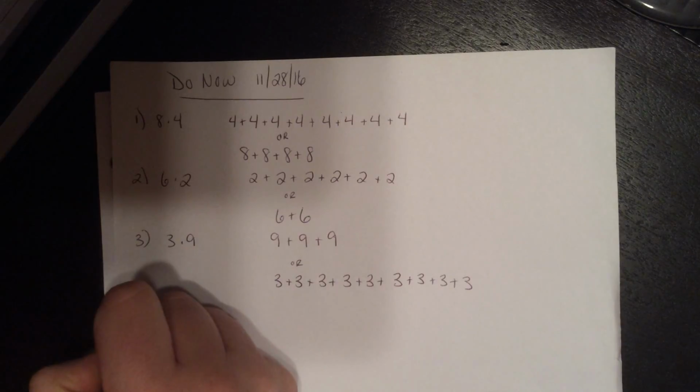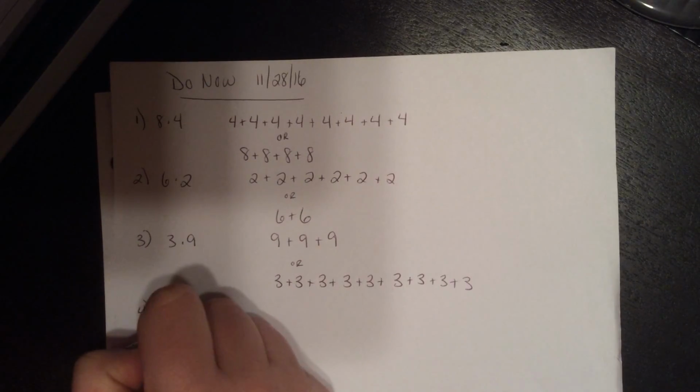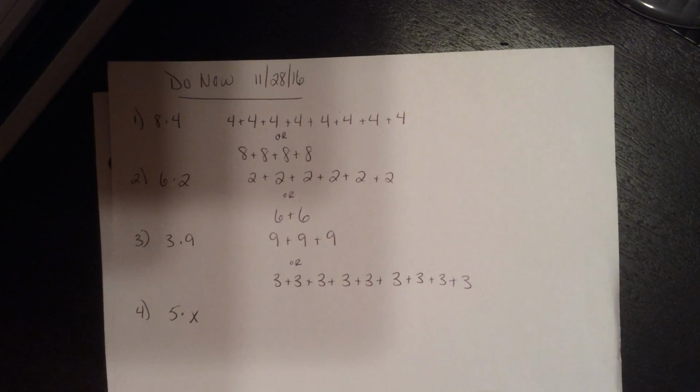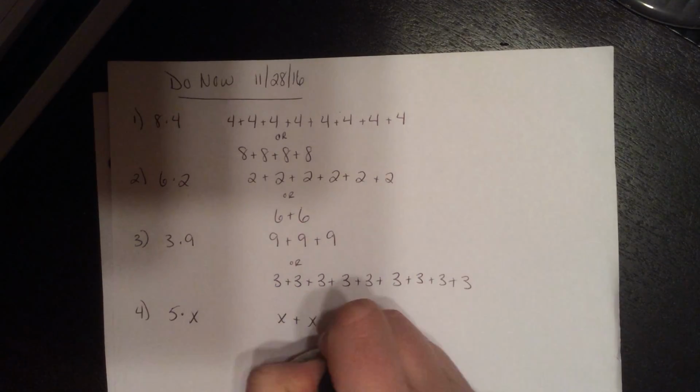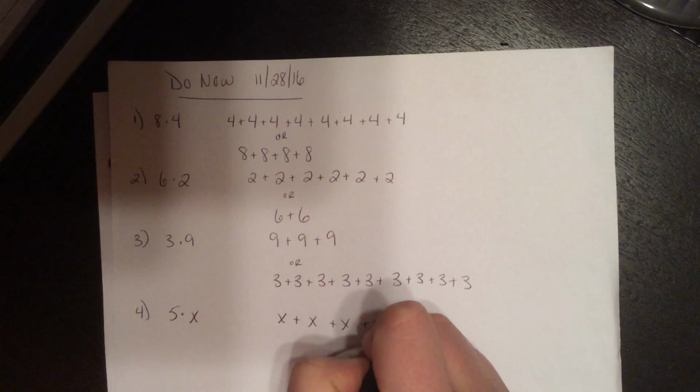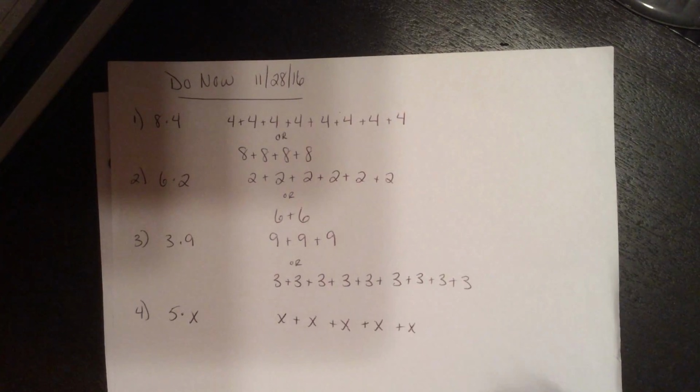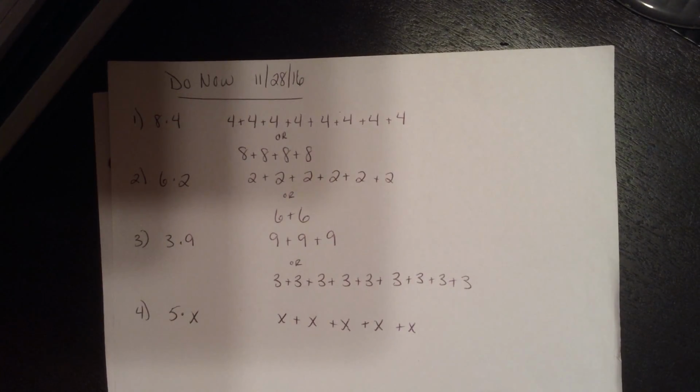Alright, number 4. So this one was a tiny bit different. 5 times x. So this one, there's only going to be one way to write it, because you can write 5 of the number x. Okay, I know technically we call it a letter, but I'm saying number x in this case because x stands for some number. There's no way to write x 5's because we don't know what x is.